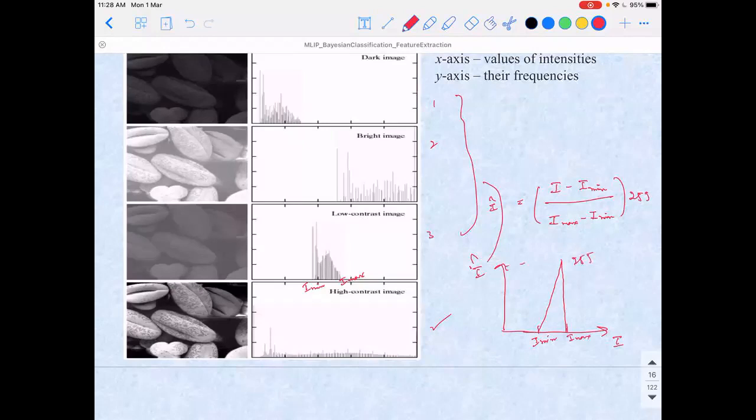Often people, instead of 255, will just normalize it to 1, so they put 0 to 1 as the normalized range, and then do it. In that case, here it will be 1. So is this clear or not? This very simple procedure is referred to as contrast stretching.